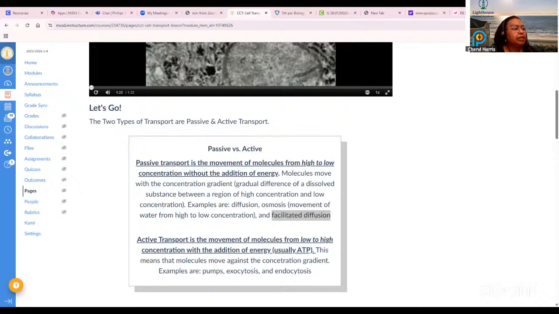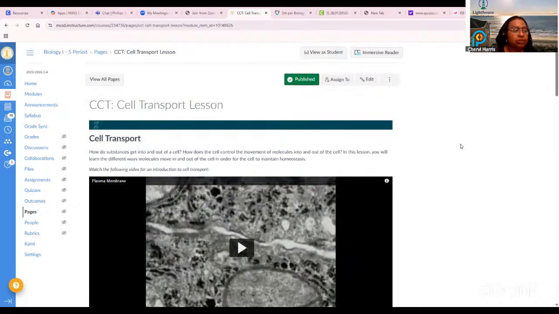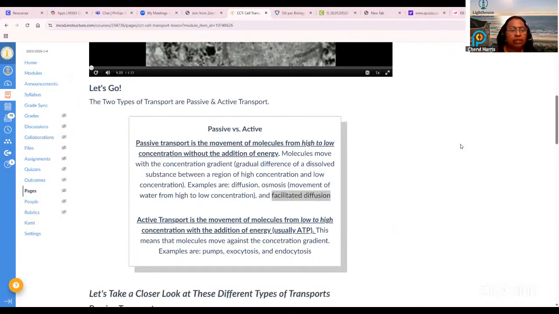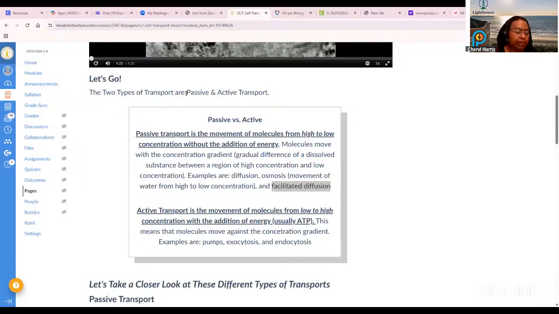All righty. Good afternoon. We are in Canvas and we are looking at cell transport, trying to get an understanding of the difference between passive and active transport. Passive again means no energy. It just sits back and allows things to flow through. And it has a direction of flow. It goes from an area of high concentration to an area of low concentration.